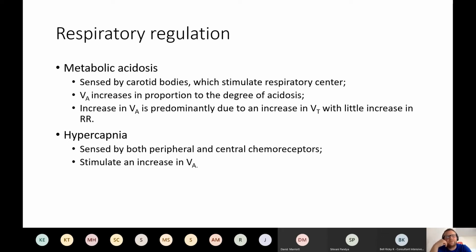Whereas if the body becomes acidic because of hypercapnia, this is sensed by both the peripheral and the central chemoreceptors, because carbon dioxide can cross into the CSF, and this leads to a stimulation in the alveolar ventilation more potent than just a metabolic acidosis on its own, and leads to an increase in tidal volumes and also respiratory rates.